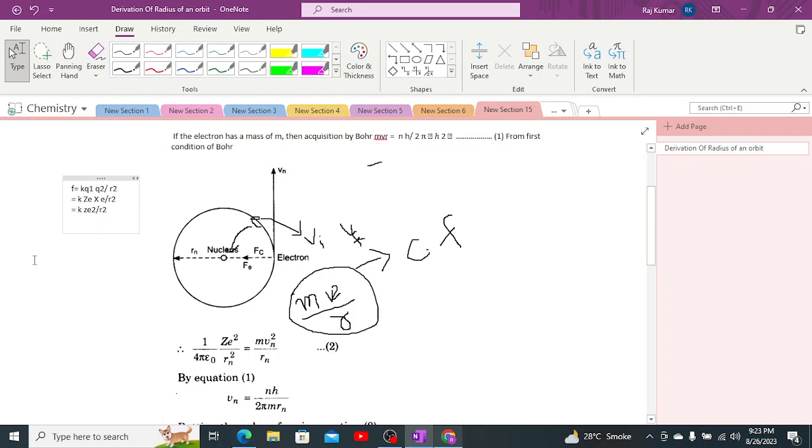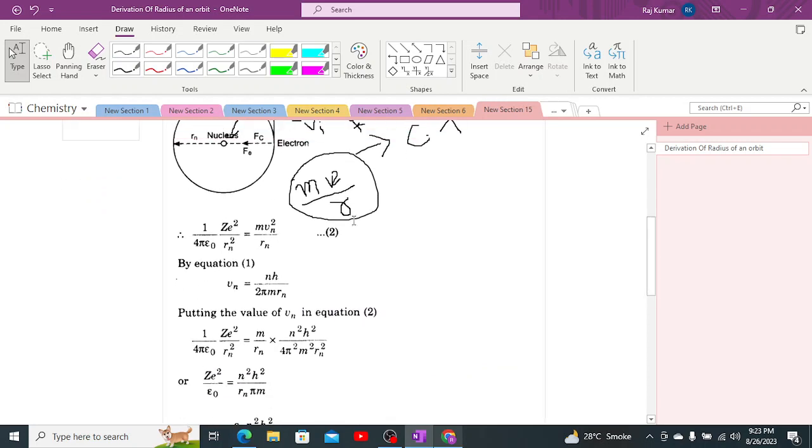Accordingly, the value of k is 1 upon 4 pi epsilon naught. So when we multiply that, Coulomb's equation becomes Ze square upon 4 pi epsilon naught r square. That is our final equation, which is also written here on the slide: 1 upon 4 pi epsilon naught into Ze square upon r square is equal to mv square upon r.